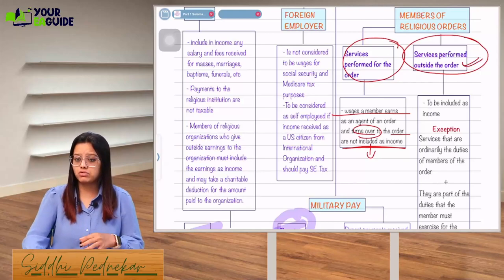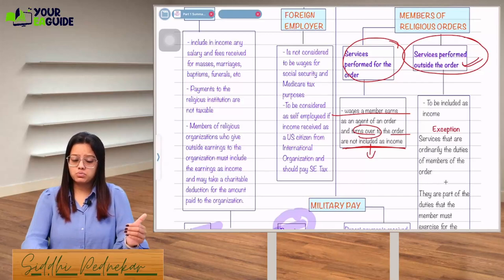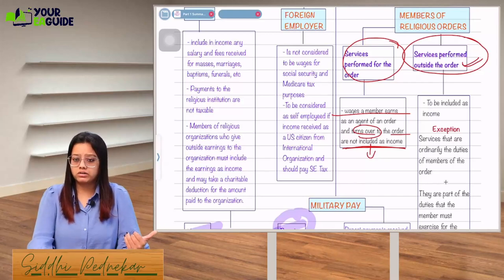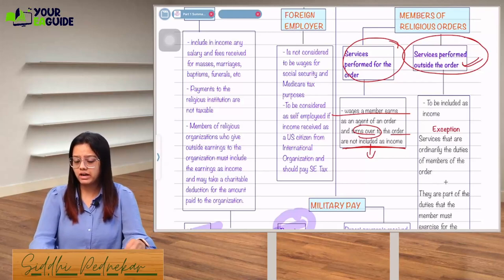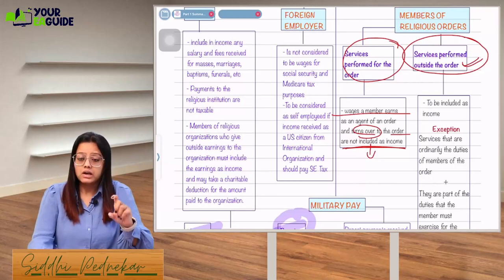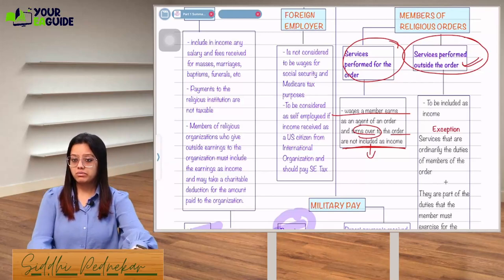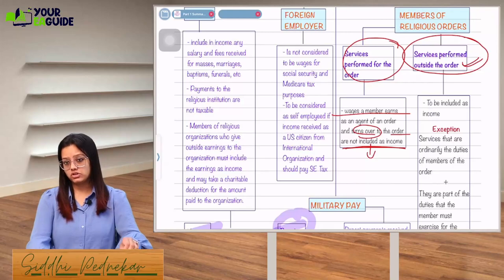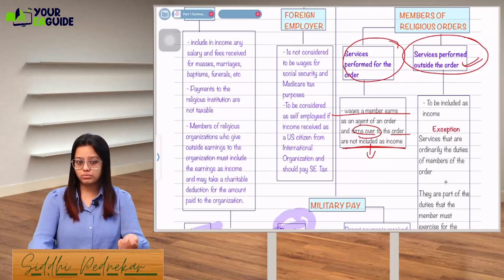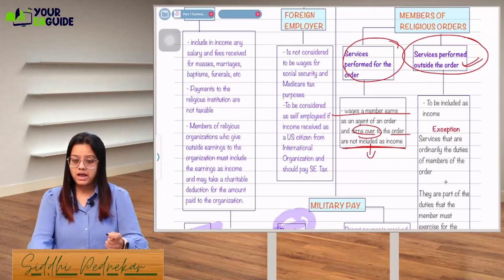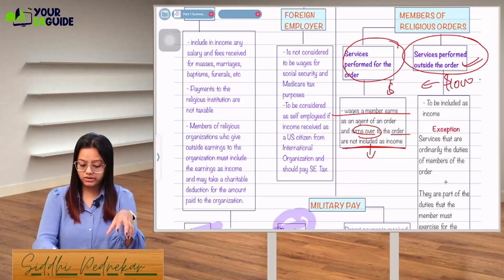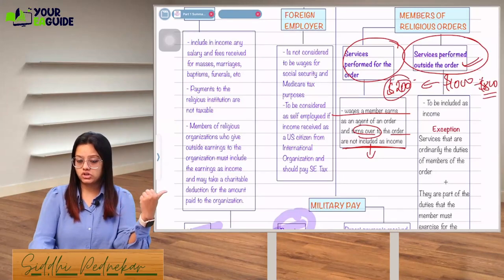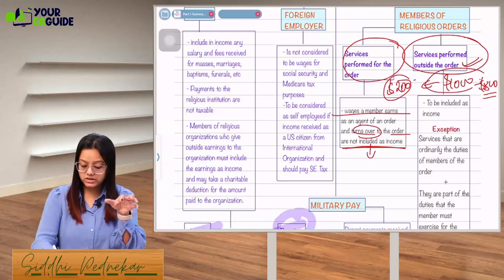But service performed outside the order. Let's say you are just working somewhere as a tax preparer or as a consultant or advocate, or somewhere as legal, anywhere you are working, but that is outside the order of the church. The church has not ordered you to perform this service. And then when you're earning a certain amount, let's say you are earning $1,000, out of that $200 you keep with yourself, and the whole $800 you give to the church. That doesn't mean that the whole $1,000 is exempt from the taxes.